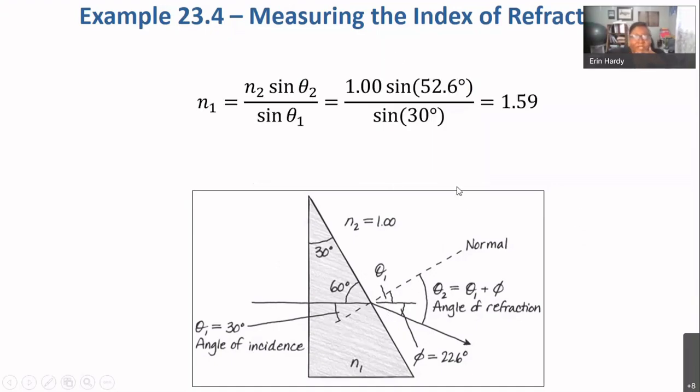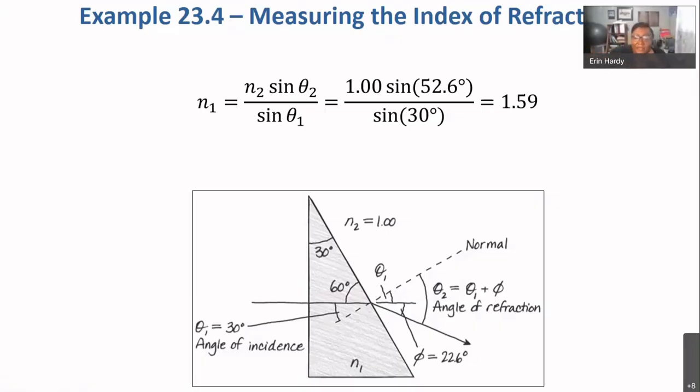Here's the same image, but with some new text up top. We're trying to solve for n1, and we know n2 is just going to be air. Theta 2 is going to be our theta 1 value added to that phi. We can make a simple argument that if this interior angle is 30 degrees, then on the opposite side of this interface, theta 1 also has to be 30. So that's where we get 52.6 degrees. We divide that by the sine of 30 and get 1.59. This is the index of refraction for the material that makes up the prism.